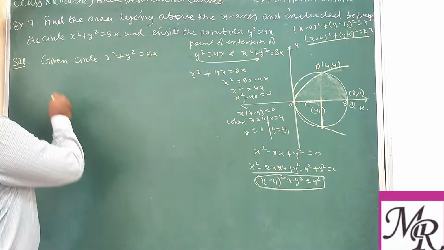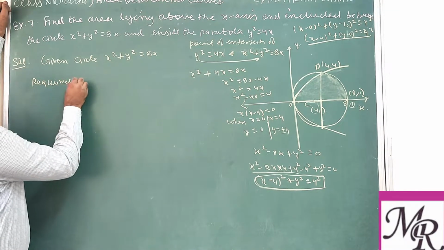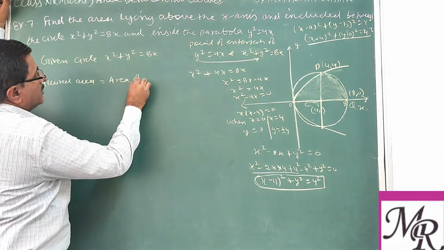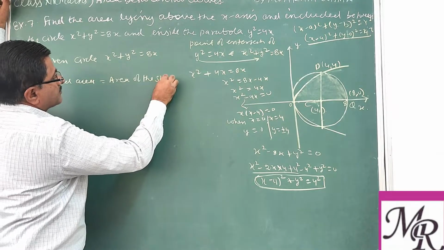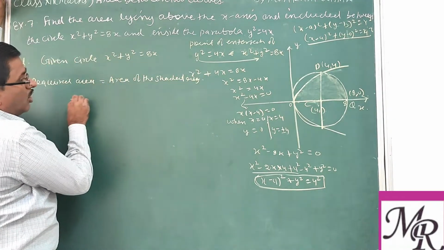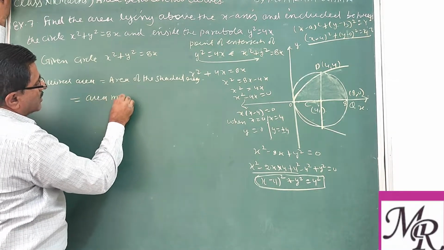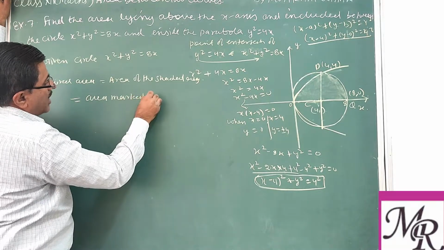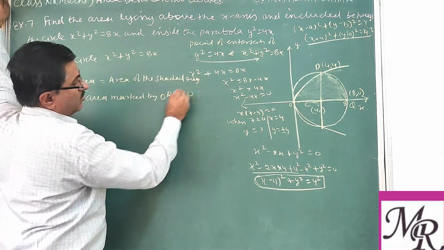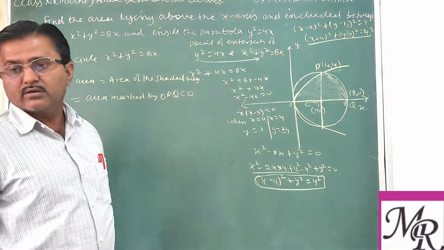So we can say here, required area equal to area of the shaded region. Or you can say area marked by OPQCO. Now this is again we divide into two parts.